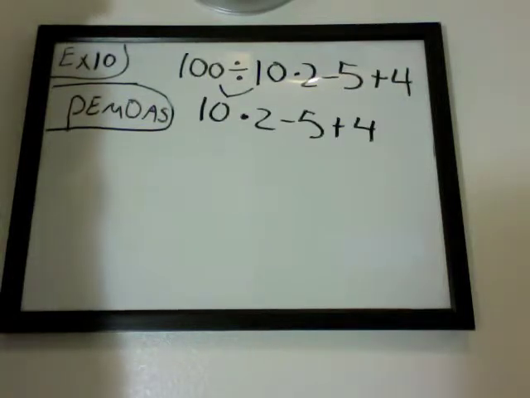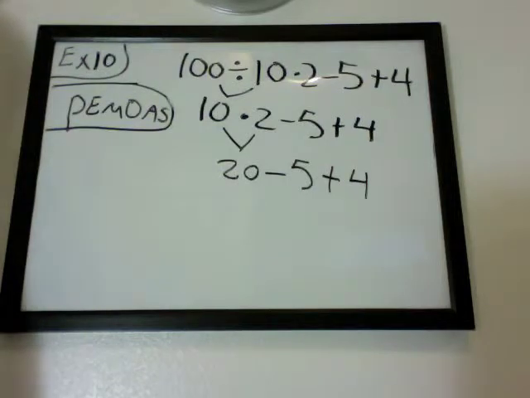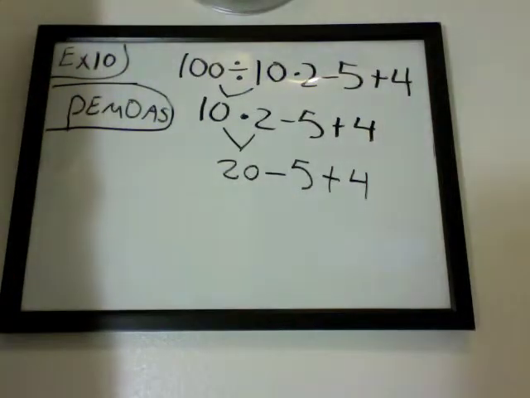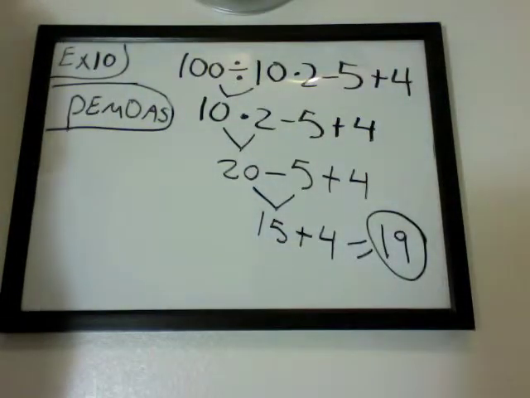So 10 times 2, 20, bring everything else down. So you have 20 minus 5 plus 4. Now you have your addition and subtraction, you just take it from left to right. And on the left hand side you have your 20 minus 5, you have 15. Bring everything down, now you have 15 plus 4, which you can get to 19. So 19 would be your final answer.